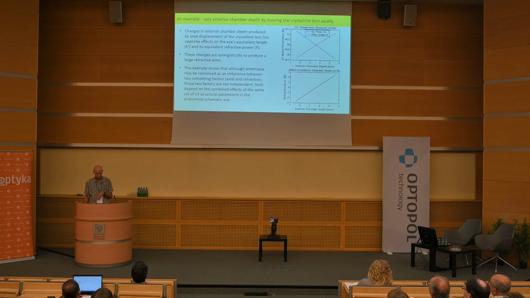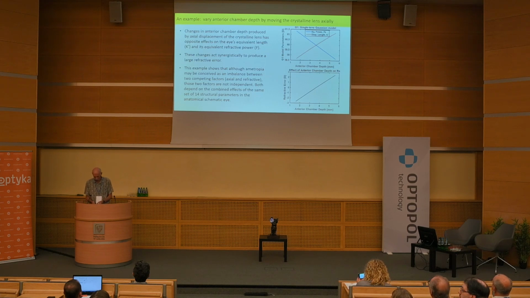So a quick example. Let us take that anatomical eye and change 2 parameters. Those 2 will be the position of the anterior and posterior surface of the lens. I'm going to keep them at the same separation and just move the lens inside the eye. We might say that is adjusting the depth of the anterior chamber.